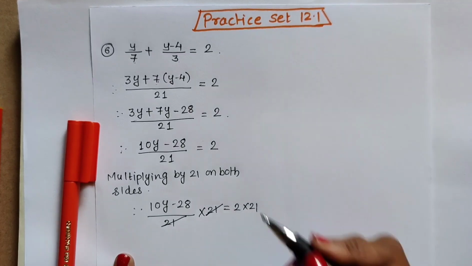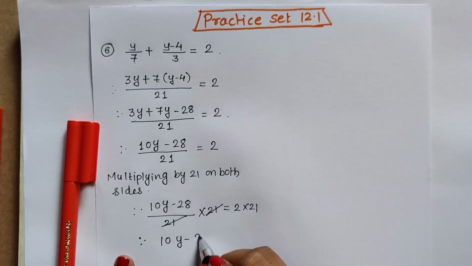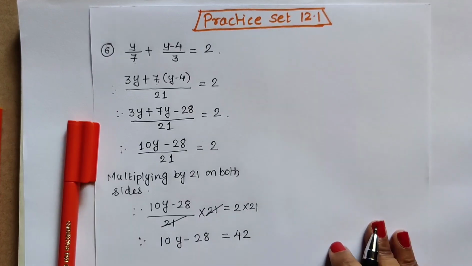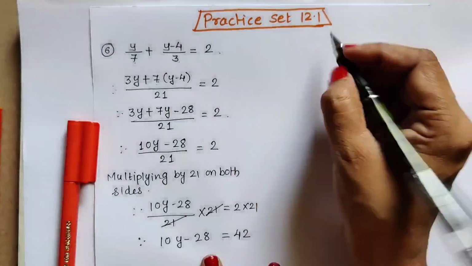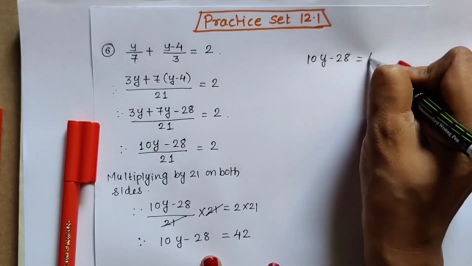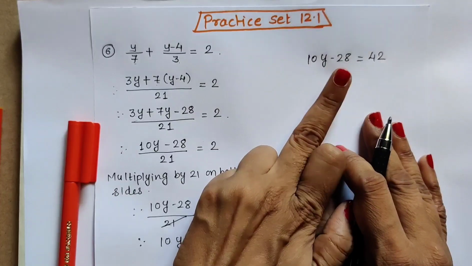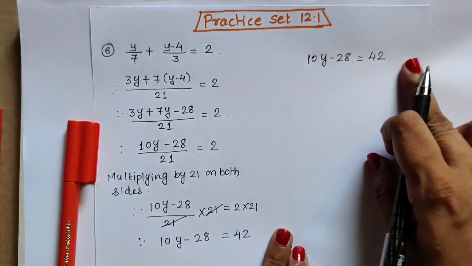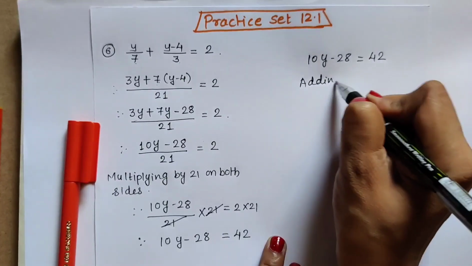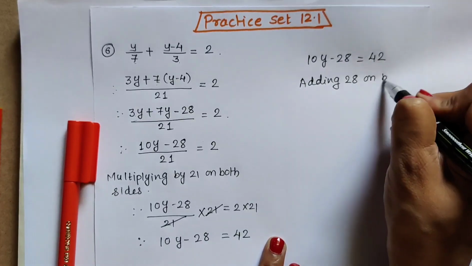Now this 21 gets cancelled. What is remaining on the left hand side? 10y minus 28 is equal to 21 2s are 42. I write on this side 10y minus 28 is equal to 42. This simple equation we are getting. Now this minus 28 is there, so we have to transfer this minus 28 from left to right. Here it is minus, so we have to add. Adding 28 on both sides.